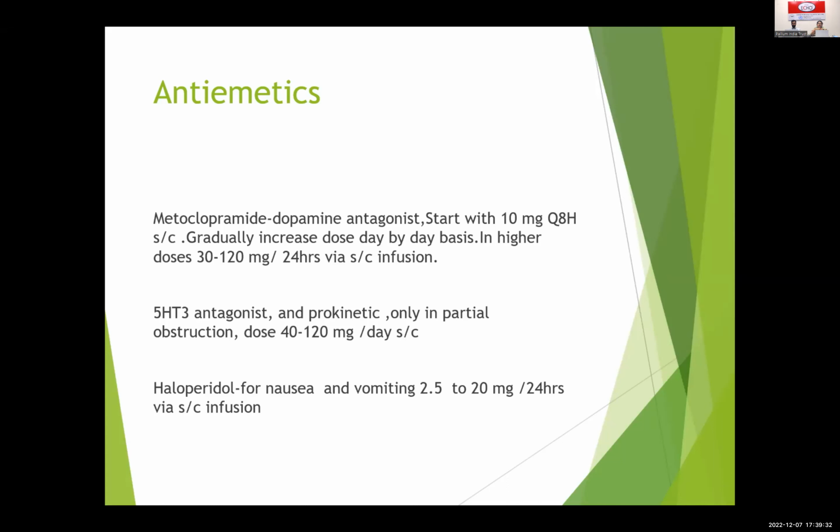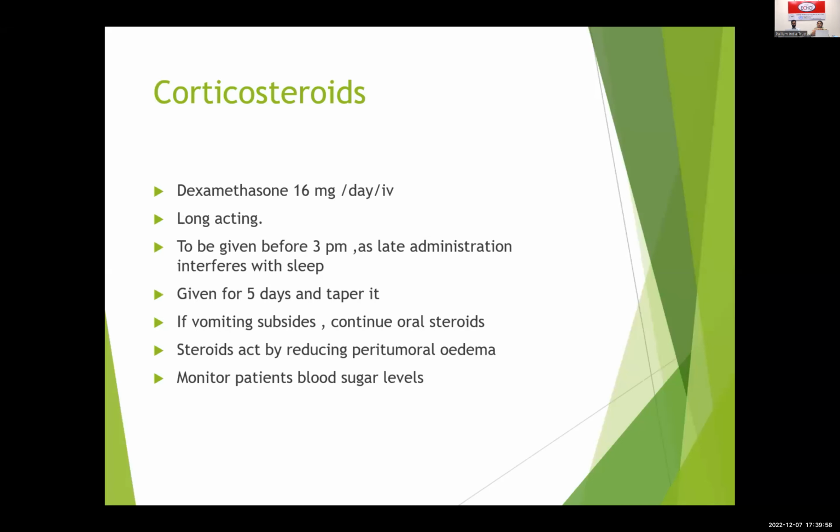Then 5-HT3 antagonist and prokinetic only in partial obstruction. The dose, as we said, can be 40 to 120 milligrams per day sub-Q. Haloperidol can be given in case of nausea and vomiting. These are the common antiemetics which we use: metoclopramide and haloperidol. Then we have corticosteroids.